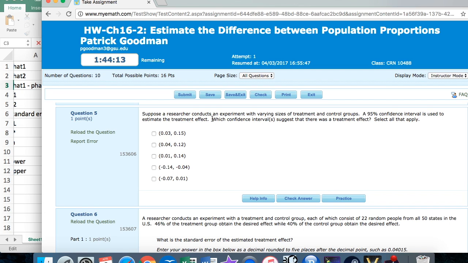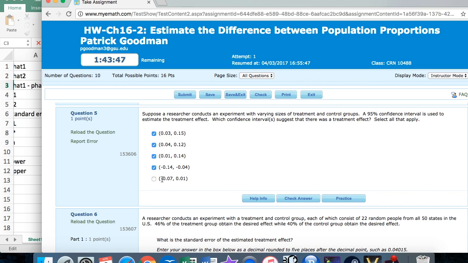So that's kind of where I got here. A treatment effect just means, was it a positive effect or a negative effect? So it means just any non-zero effect, right? Well, this one doesn't include 0, and this one doesn't include 0 either. It's about 4% to 12%, 1% to 14%, negative 14% to negative 4%. So 0 still isn't there.